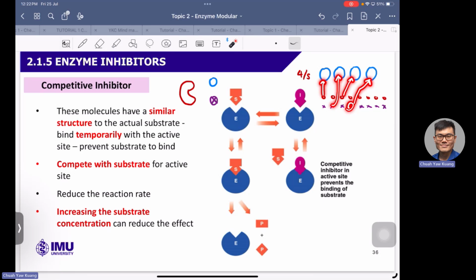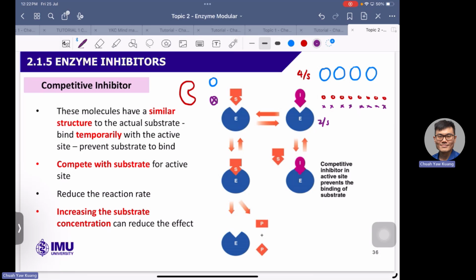2 per second. Because only 2 substrates are able to bind. The other 2 are bound by the inhibitor. So now the rate of reaction dropped to 2 per second. Right? So that is the effect of the inhibition. So now how are you going to reverse the effect of this inhibition?